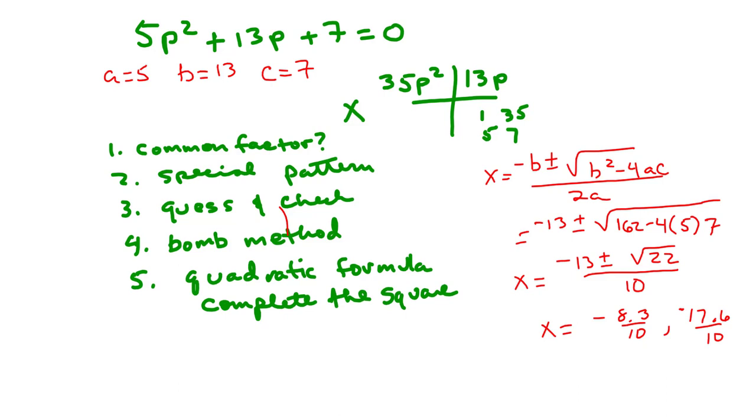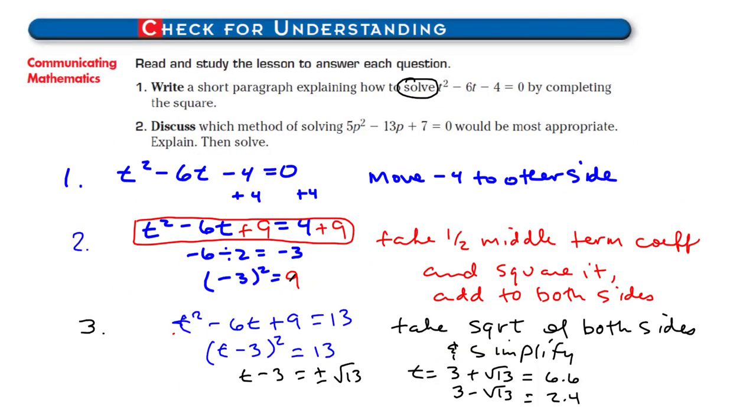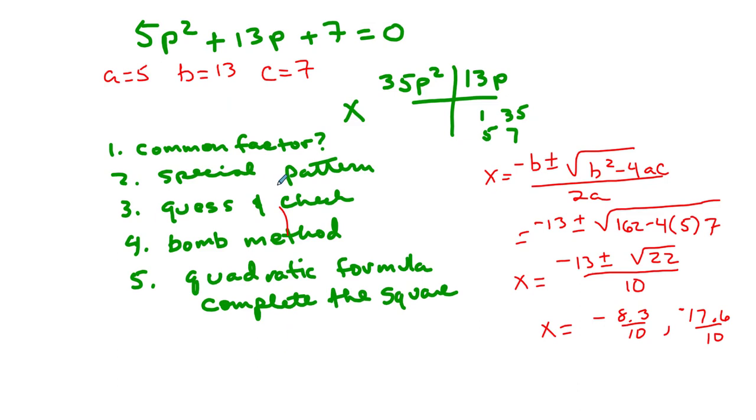So for this problem, they wanted us to discuss which method would be most appropriate, explain, then solve. So the most appropriate method as you work through this hierarchy: it looked like the bomb method might have a chance of working, but the numbers weren't right. So basically we had to do the quadratic formula.